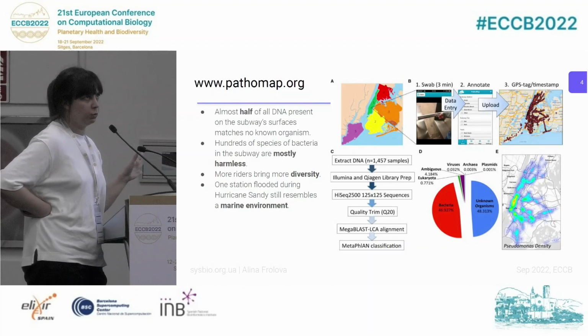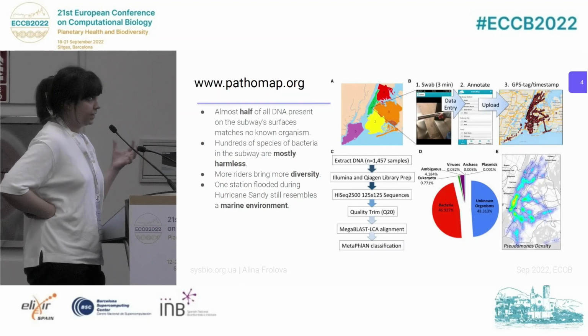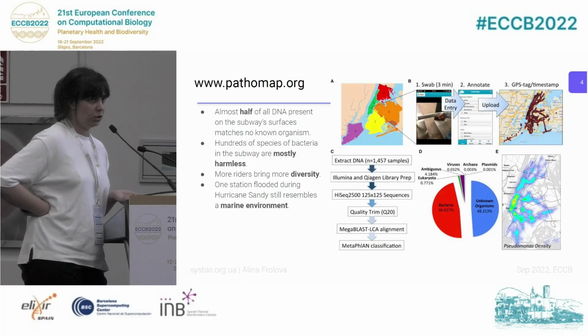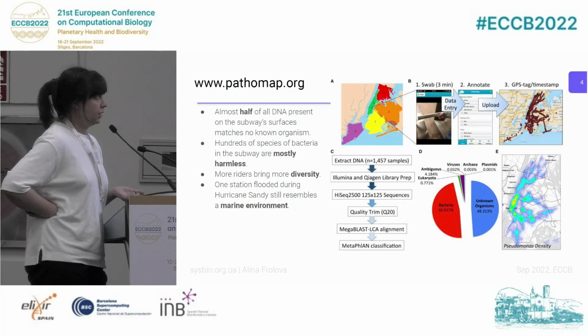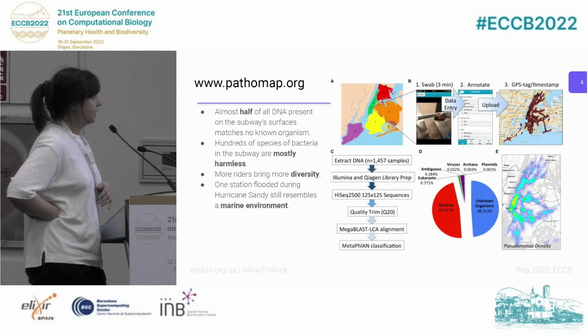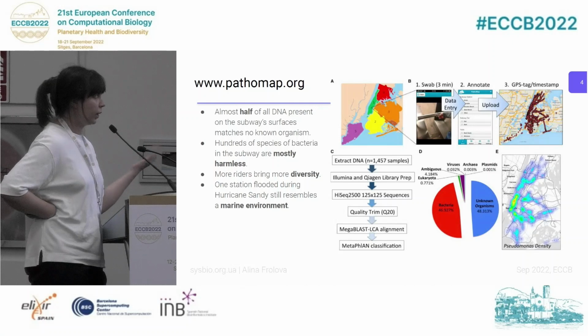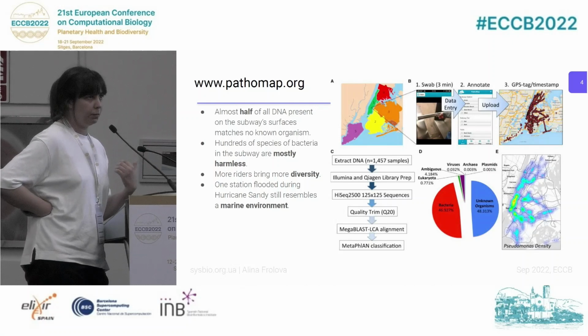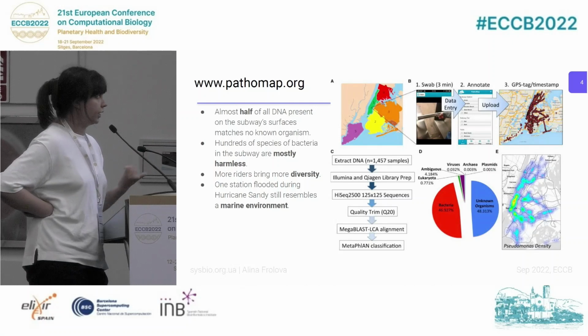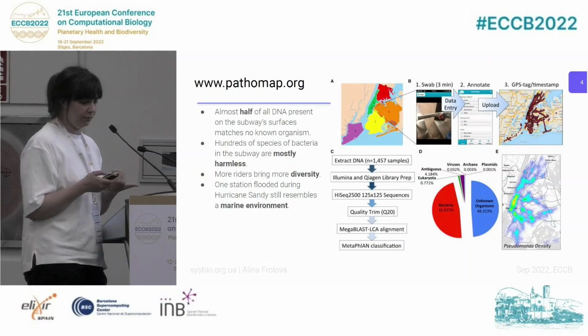He collected around 1,500 samples, and what they found, first of all, is that half of the species in each sample are unknown. And the rest is bacteria, which are mostly harmless. And they could even track some events from many years in the past, as with one subway in New York, which was flooded because of Hurricane Sandy, and they could still see a marine environment there.